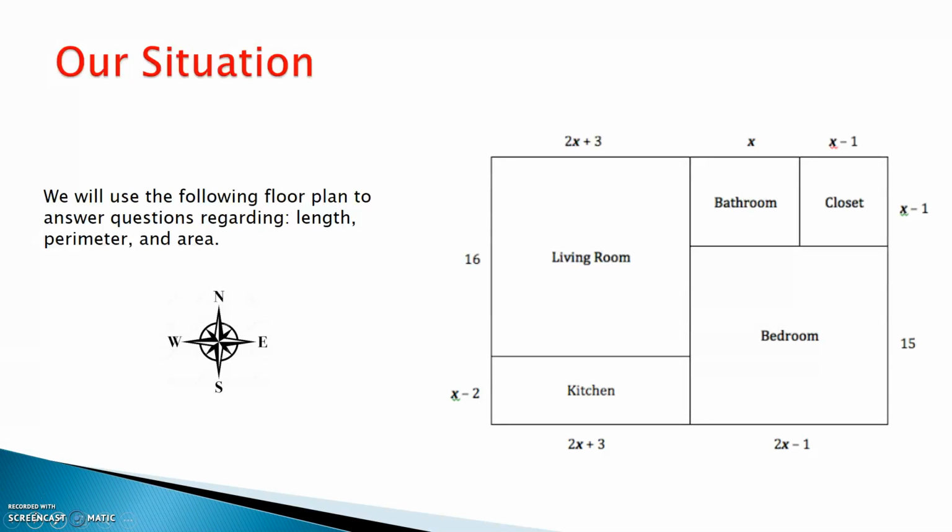So what's our situation? You're going to be given this floor plan, basically, you have over here on the right-hand side. You know, you have your living room, your kitchen, you have the bathroom, the closet, the bedroom. And again, we have these dimensions up here. So again, we'll use the following floor plan to answer questions regarding length, perimeter, and area. So those things are coming back, right? Perimeter and area. Now, don't forget, we have to make sure we know how to read this compass here. Now, again, pointing upwards here, north, east, south, west.